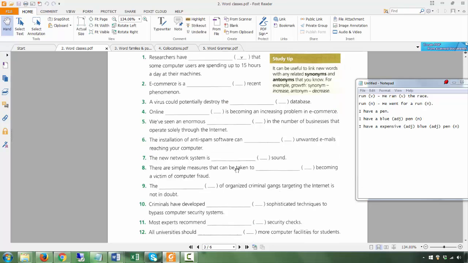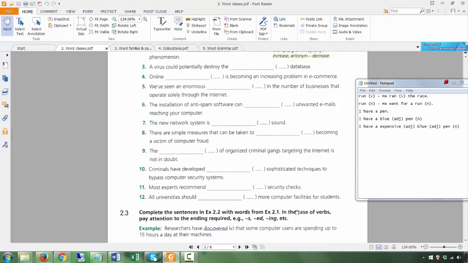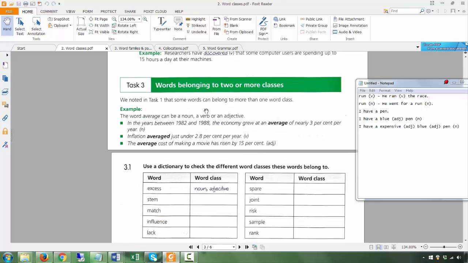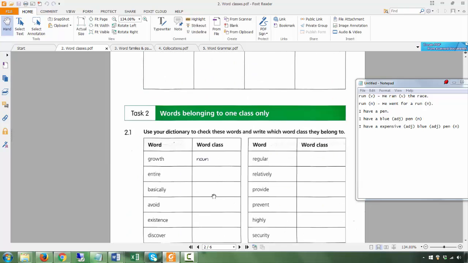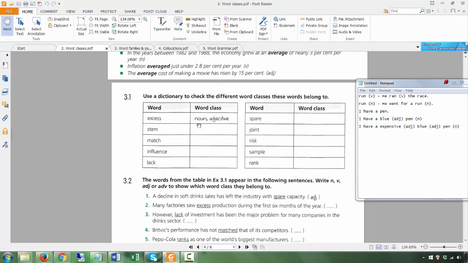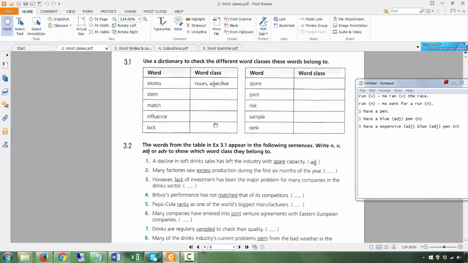So that was the second part, and it's mentioned here. In the case of verbs, you may pay attention to the endings. Next, words belonging to 2 or more word classes. Just now it was just 1, so right now it's 2 word classes, and again you can use a dictionary if you want to. If not, just try your best. And after you've done this, if you got it correct, you don't even have to do this first, but if you do this correctly, there will be clues for this question.